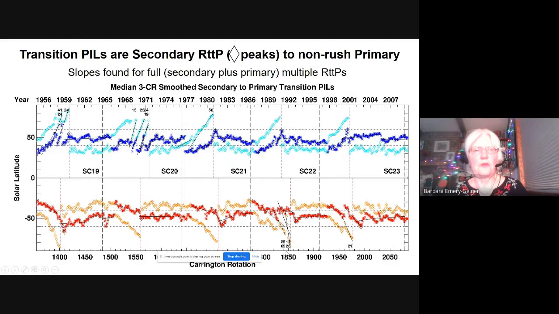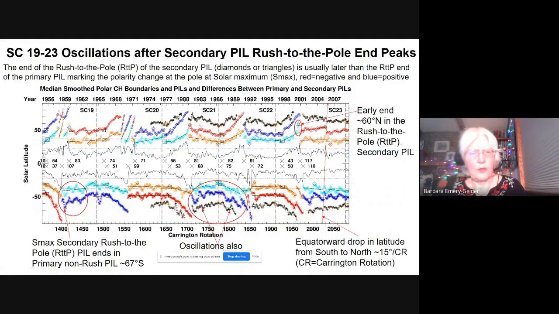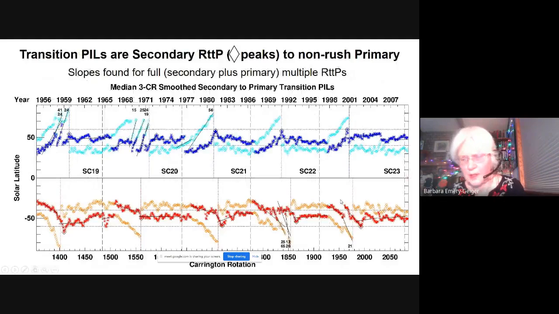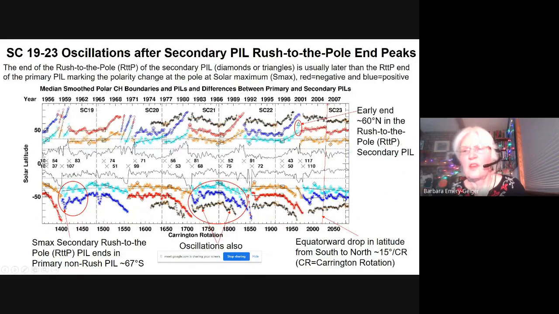So what we did first is we wanted to look at the transition pills. Maybe I should back up. So what we're looking at here is, for example, I'm looking at the primaries in the non-rush period, and then the secondaries in the rush. Primaries non-rush, secondaries rush, primaries, secondaries, primaries, secondaries. There's this transition to this peak, the end of the rush to the pole of the secondary. And so this is what we are particularly looking at, this transition from the secondary to the primary in solar max.